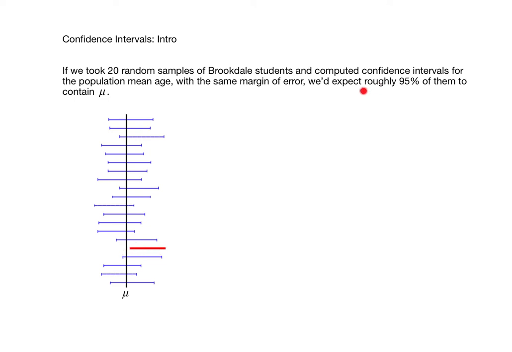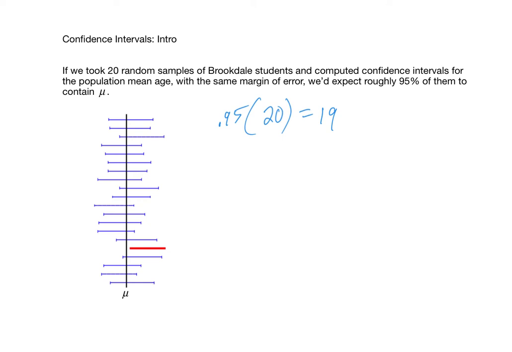So what we mean by a 95% confidence interval is, if you take 20 samples, we'd expect roughly 95% of them to contain the population mean. And that would be 19 of them. If you were to go through, you would see that there are 19 blue lines here that contain the population mean mu. This red one does not. This is the meaning of the level of confidence C associated with a confidence interval.